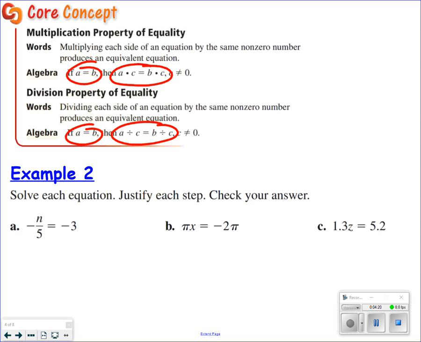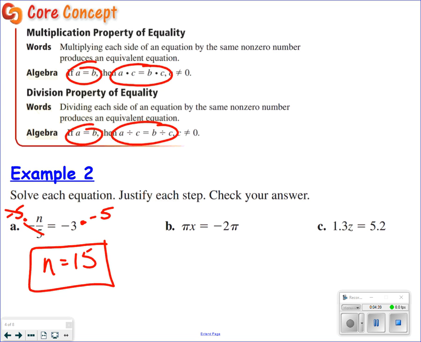So now I'm looking at this first one. I'm going to multiply both sides. It's a fraction. So I'm going to multiply both sides by what they were dividing by. Since it was dividing by a negative 5, I'm going to multiply by a negative 5. Negative 3 times negative 5 is positive 15.